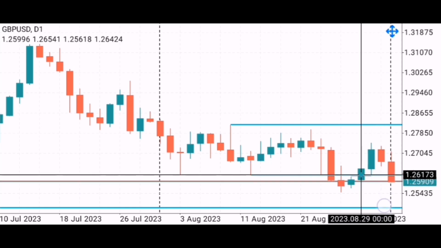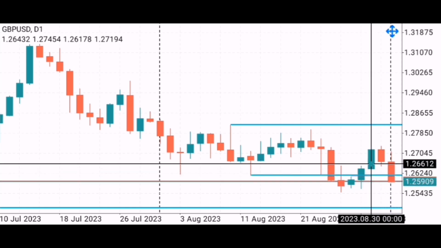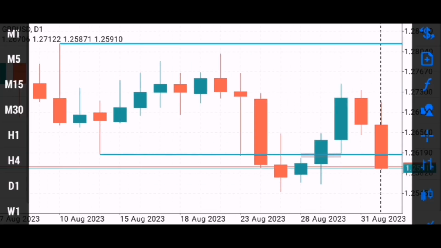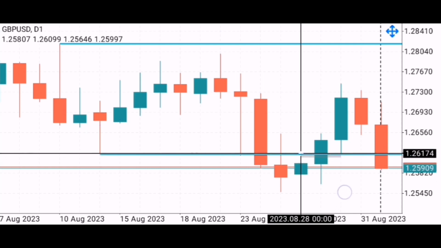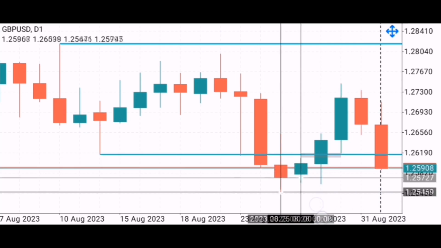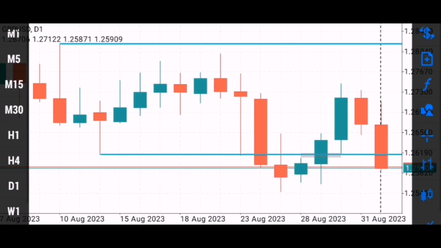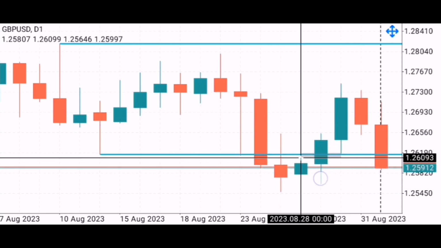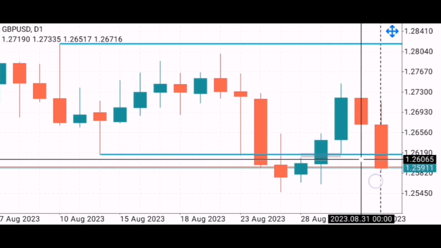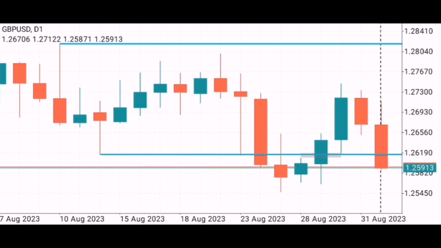We have traded into this fair value gap over here between these two candles, and potentially we will see price below here, or it might even reject into this fair value gap, respecting it, and then we will see after that rejection how price will continue forward.